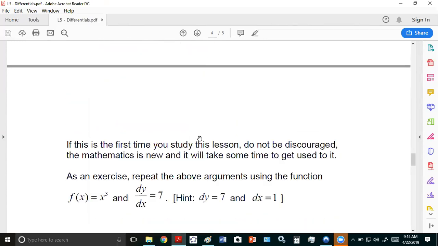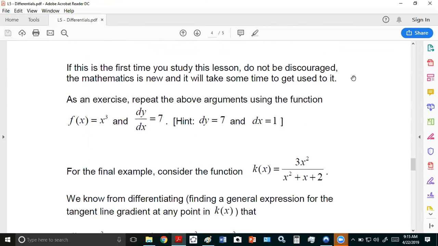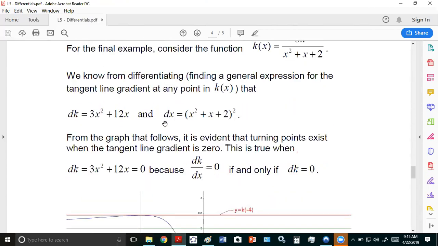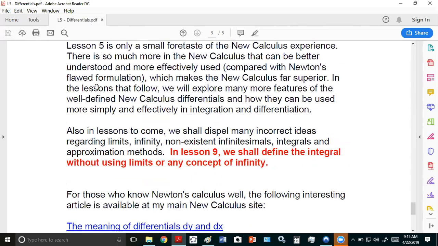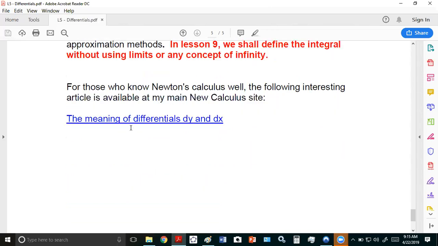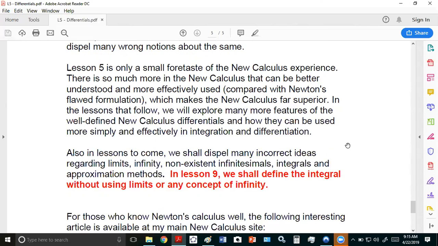So now, if this is the first time you've seen these things, it takes a while to get used to it because this has never been taught in mainstream mathematics. So you'd have to study the new calculus and learn how to do it, okay? And so in lesson 5, I give you several examples. And if you go to my website, you will see there's also a lesson 6, which talks more about differentials, and you'll see a lot about the meaning and how to manipulate them in more complicated ways.